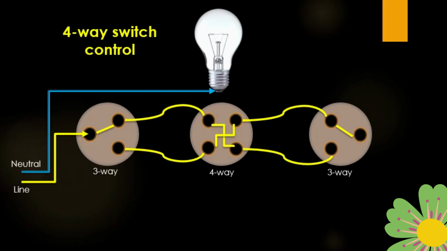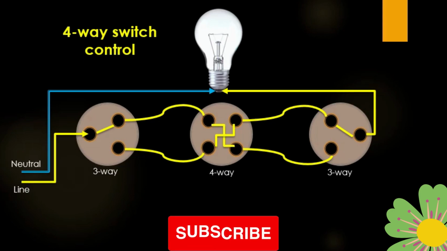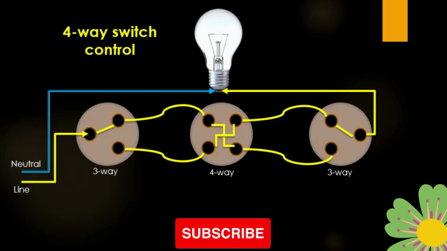When you flip either of the three-way switches, it changes the state of the four-way switch, redirecting the electrical path to the light fixture. The four-way switch allows for the unique feature of controlling the light from multiple locations without needing a separate three-way switch at each one. This setup is commonly used in larger rooms, hallways, or staircases where you want to control the lighting from more than two locations.